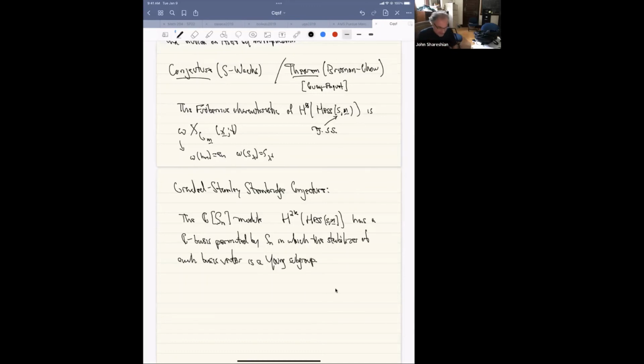This is the graded Stanley-Stembridge conjecture in this language, right? Because having a permutation basis with Young subgroups as stabilizers is nothing but being H positive, having H positive Frobenius characteristic. And so the Stanley-Stembridge conjecture says that with the T grading, this thing is E positive. So when we apply omega, it should be H positive. The conjecture says this thing here is H positive, but this thing here is the Frobenius characteristic of this. And that just says that each non-trivial cohomology group has one of these permutation bases.